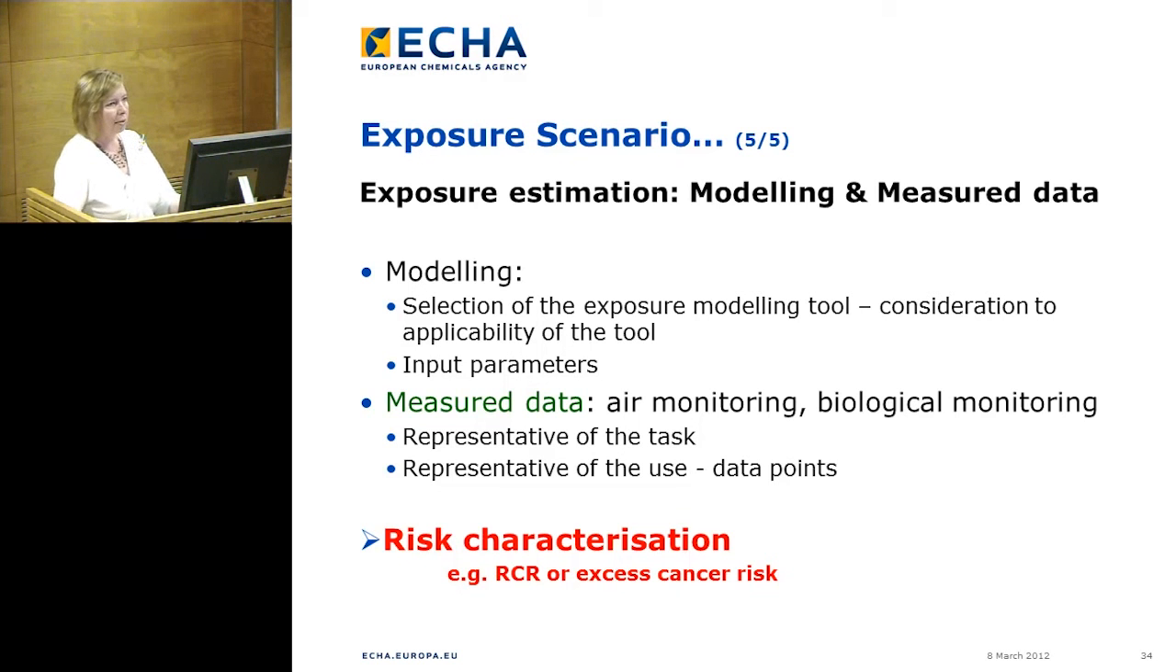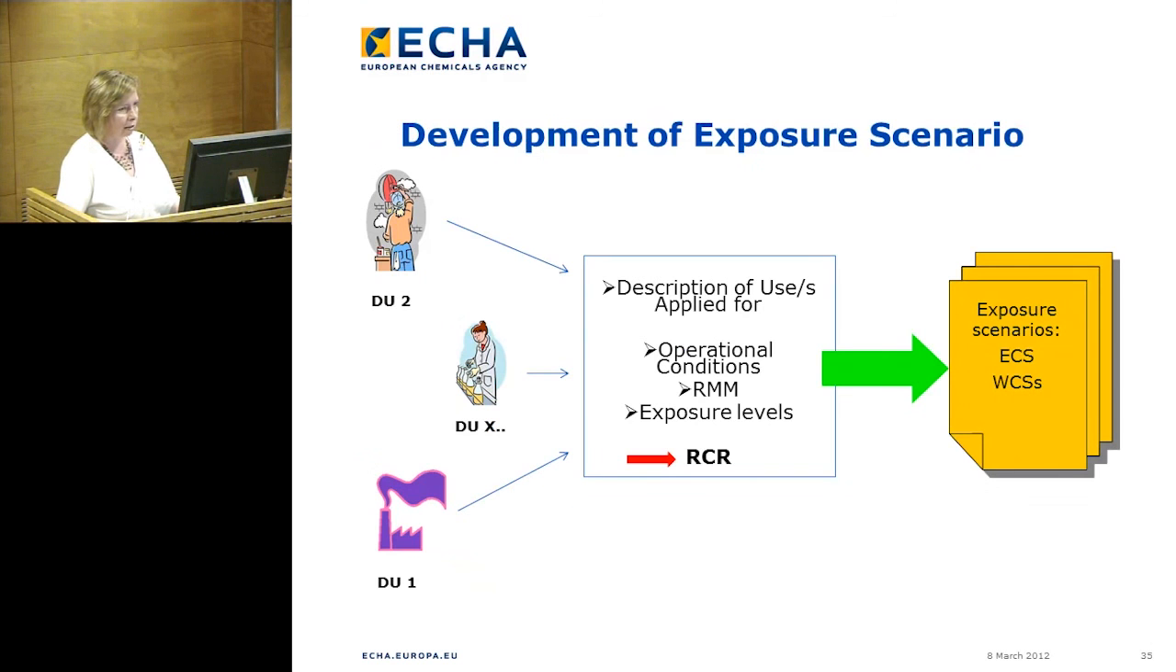And then the measured data or the results of the modeling are used in the risk characterization. So we need to know what these figures mean. So we need to know how to interpret them. So we have either RCR for the substances with the threshold, so it's a ratio of the exposure to the DNEL, or we have excess cancer risk for the non-threshold substances. What is very important is that the description of use applied for and the operational conditions and exposure levels are as specific to actual use conditions as possible. We do realize that it's easier for the downstream users, more difficult for the applications coming from the higher levels in the supply chain, but still at least the range needs to be provided.